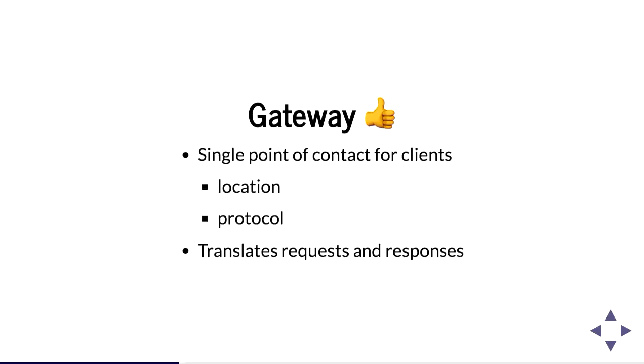A gateway may also translate the requests and responses from the client and vice versa. So for example, a client may send a JSON request to the gateway. The gateway will then translate it into an XML request to a legacy service, and the other way around.